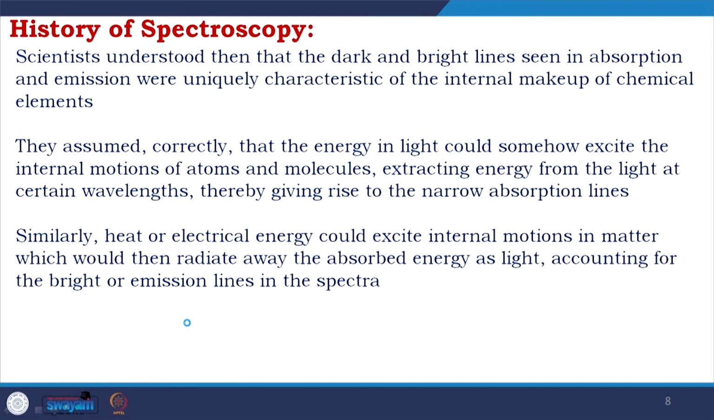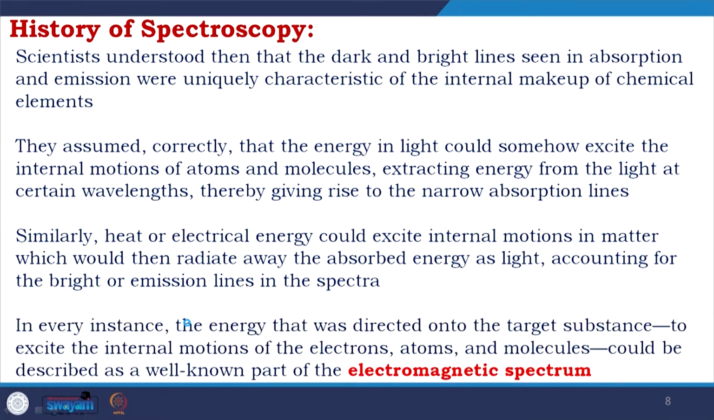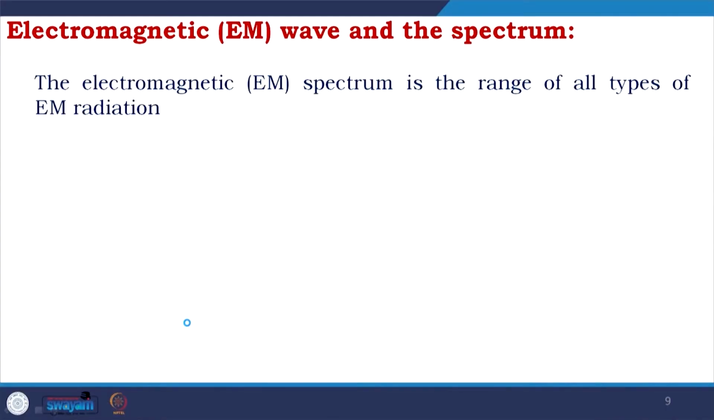Similarly, heat or electrical energy could excite internal motion in matter, which would then radiate away the absorbed energy as light, accounting for the bright or emission lines in the spectra. In every instance, the energy that was directed onto the target substance to excite the internal motion of the electrons, atoms and molecules could be described as a well known part of the electromagnetic spectrum, which is something we have to study in detail to understand spectroscopy.